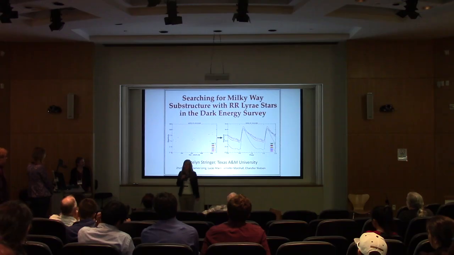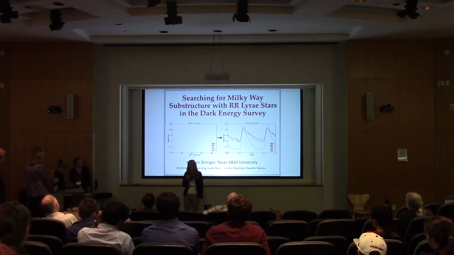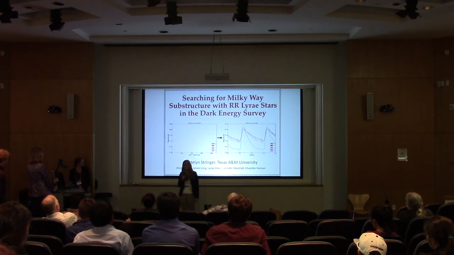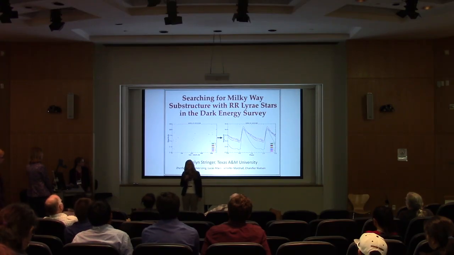Hi, I'm Caitlin Stringer, and I'm a third-year graduate student working with Jennifer Marshall, Lucas Macri, and statistician James Long at Texas A&M. For my research, I'm looking for really hard-to-find galaxies and substructure like streams that are orbiting the Milky Way. I'm doing that by looking for groups of RR Lyrae stars.